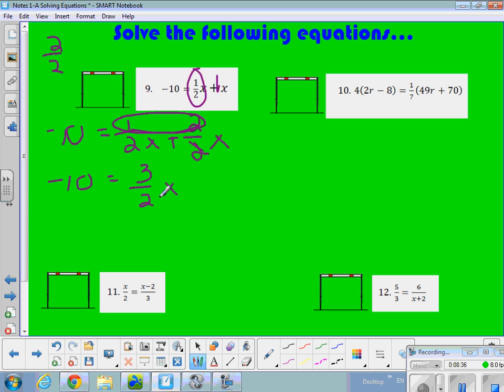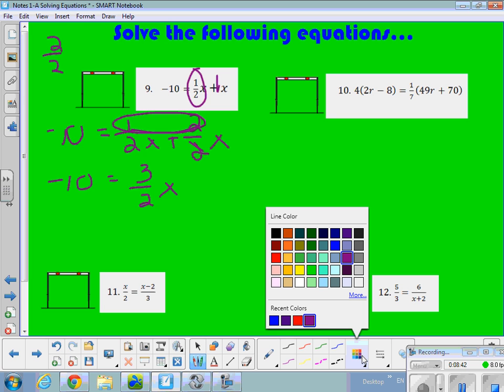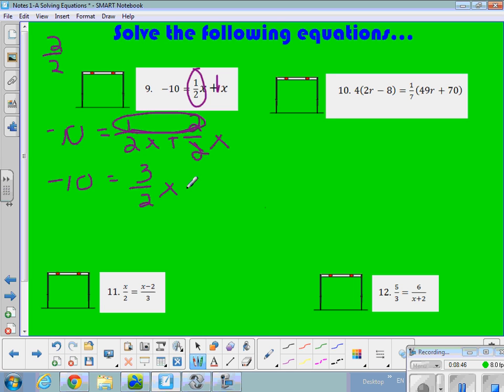Alright, so now to solve this, I need to get rid of that fraction. Well, to get rid of a fraction when we're solving equations, we need to multiply by the reciprocal. The reciprocal is a fraction flipped upside down. So I'm actually going to multiply this by 2 over 3. By 2 over 3. So here I'm going to take 2 times -10.